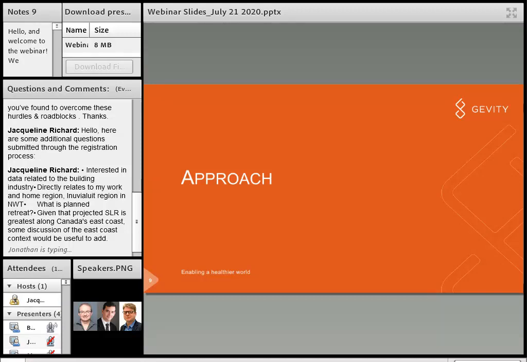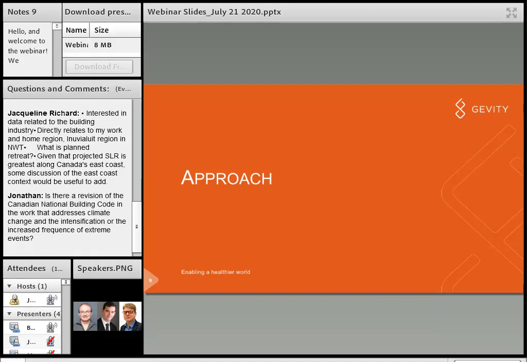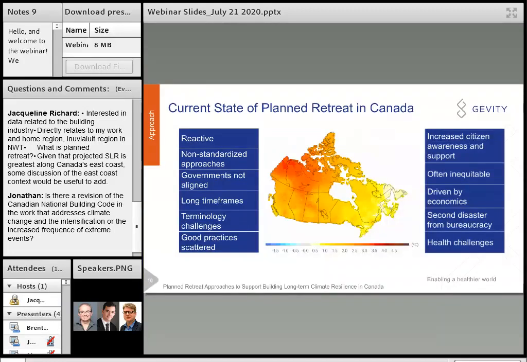The primary focus of our report, and what you'll see in this webinar, is municipal leaders and municipal practitioners who are basically confronting how to do planned retreat. And in some cases, these are higher levels of government that might be supporting planned retreat at a municipal or a county level.